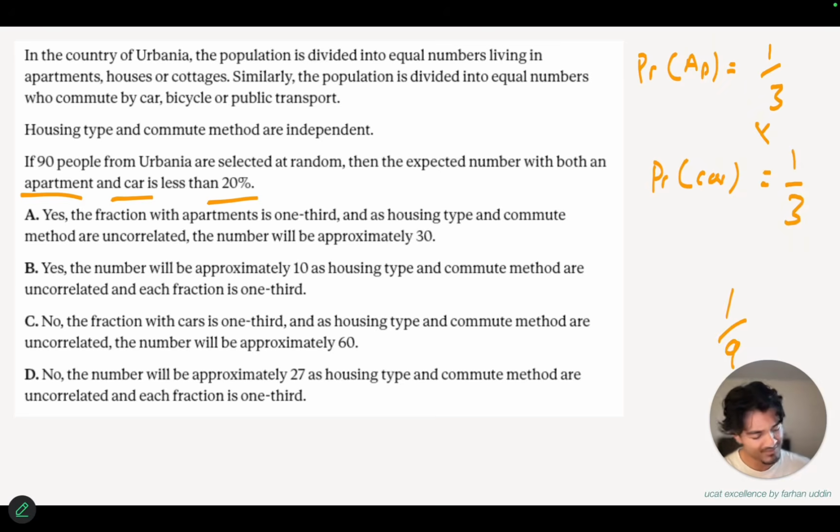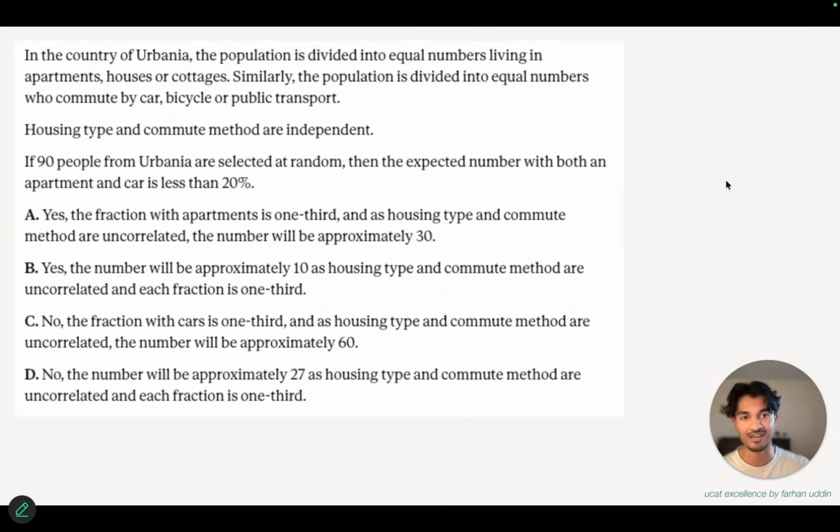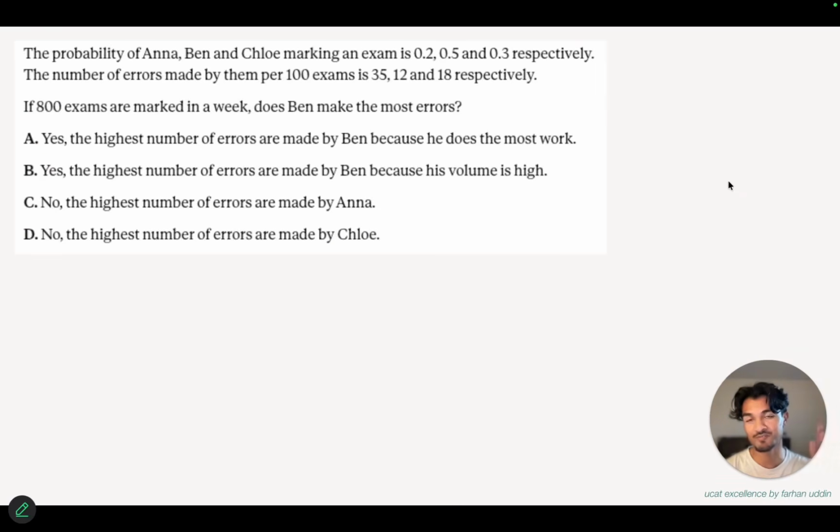So if we get this number of 1/9 and then multiply it by the 90 people selected, we end up getting 10. So our answer is yes, the number will be approximately 10, as housing type and commute method are uncorrelated and each fraction is 1/3. So B is our answer in this case. Let's kick on into our next question. Pause the video here and have a go.